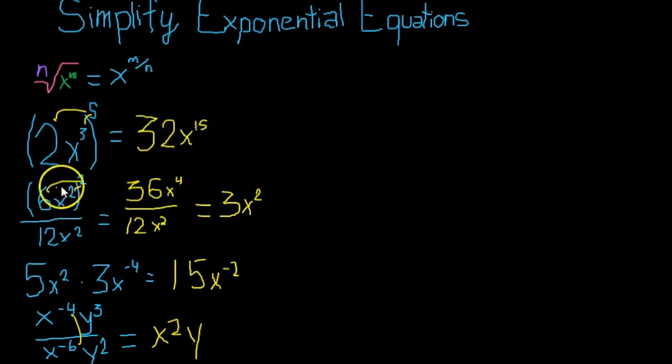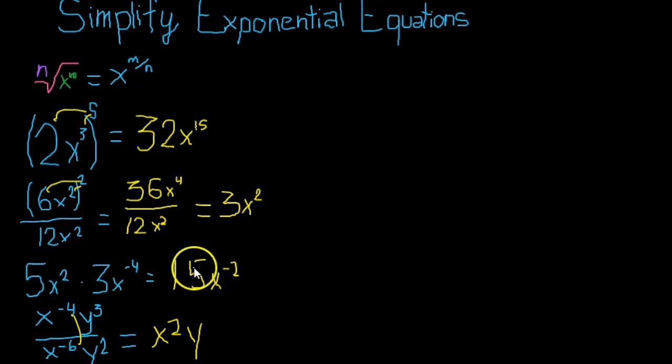We follow that same pattern here. 6 squared is 36, and x to the power of 2 raised to the power of 2, you multiply those, so it's x to the power of 4. And then 36 over 12 is 3. x to the power of 4 over x to the power of 2, you subtract the exponents, so that's x squared.